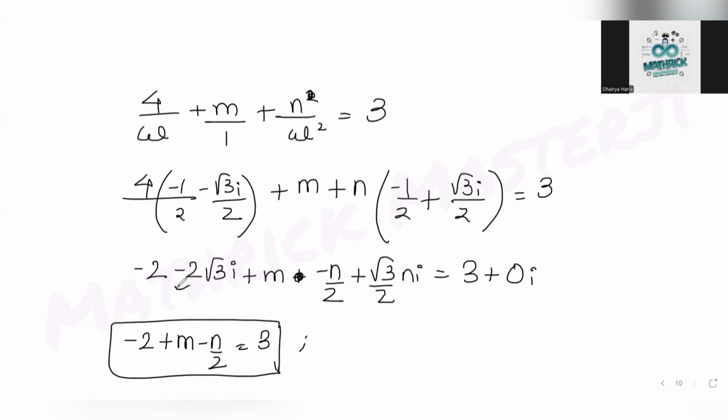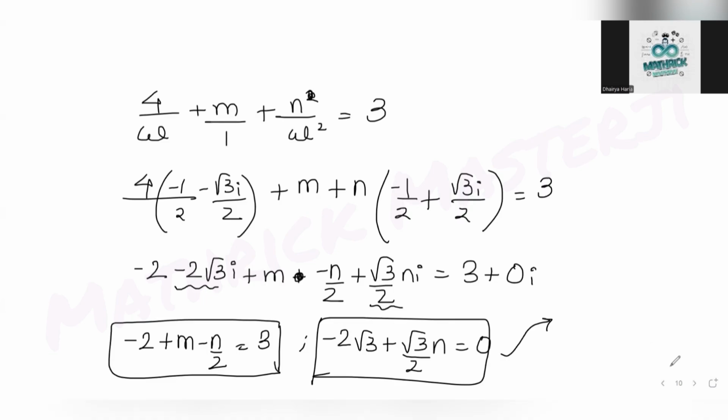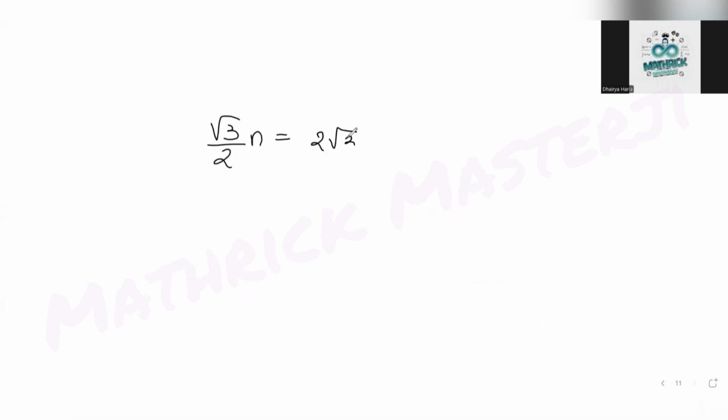The second, if I do it for i, the same thing, I get minus 2 root 3 plus root 3 over 2 n is equal to 0. So let's solve for this because it has only one unknown. That leaves me with root 3 over 2 n is equal to minus 2 root 3 goes on the other side, makes it plus 2 root 3. So root 3 cancels, n is 2 times 2, which is 4. So I get n is 4.